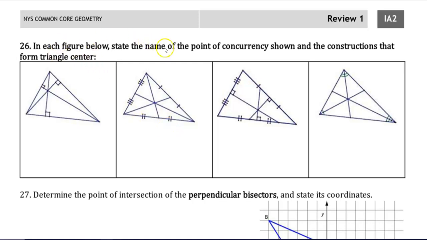In each figure, it asks you to state the name of the point of concurrency shown in the constructions that form the triangle center. It's basically just saying, what are these lines and what points do they form? Well, let's name them one at a time.